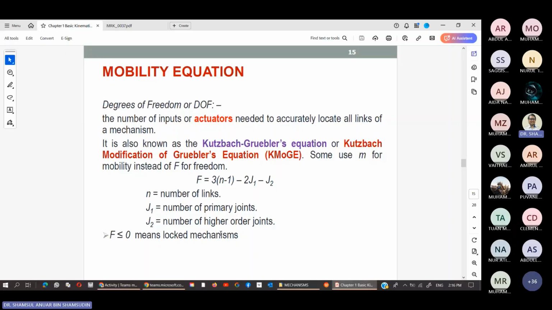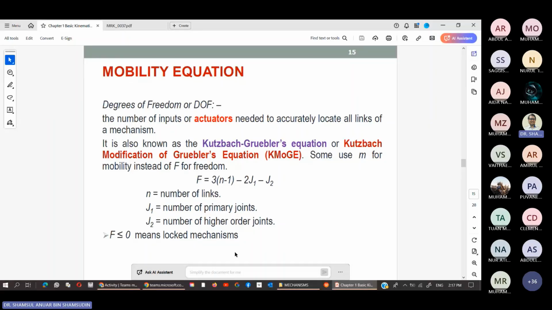This analysis is to find the number of freedoms. Usually, if we find that the degrees of freedom is 0 or less, or a negative value, it means it is a locked mechanism. A locked mechanism is basically a structure or a truss, so it is not supposed to move.